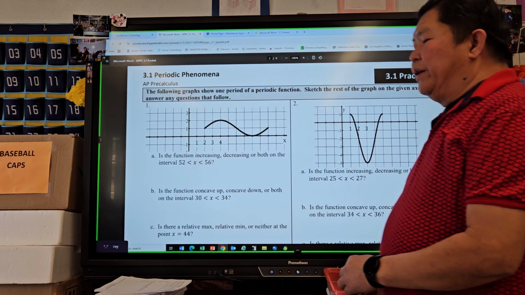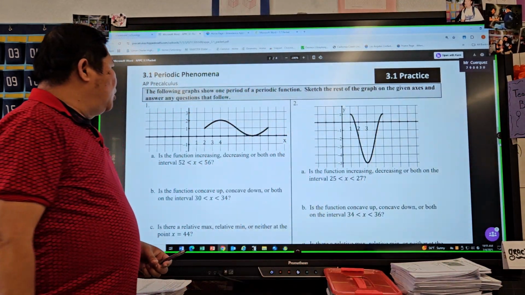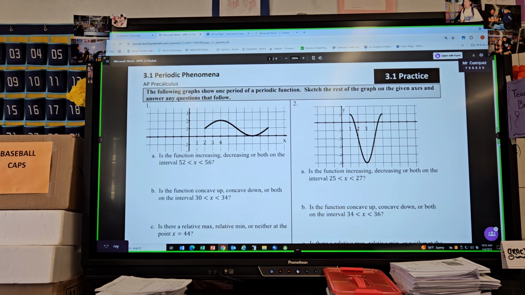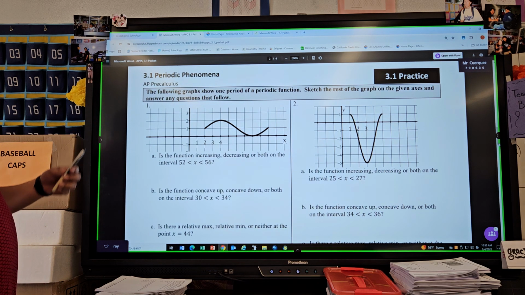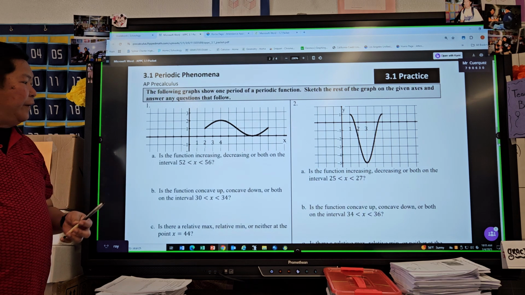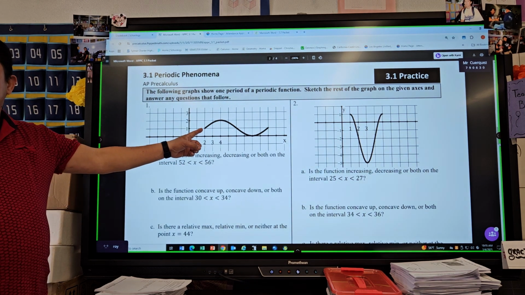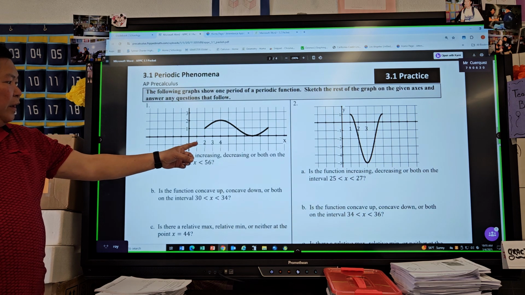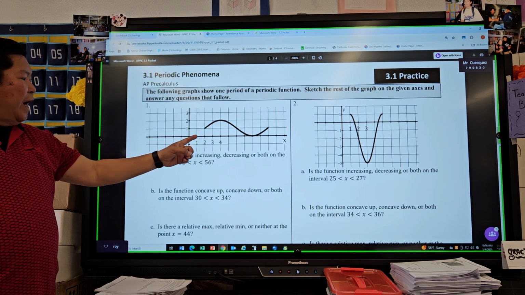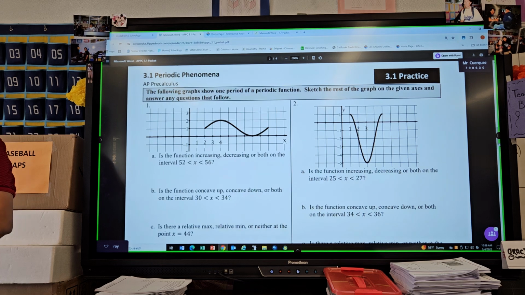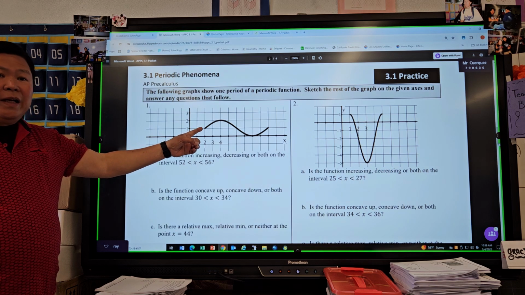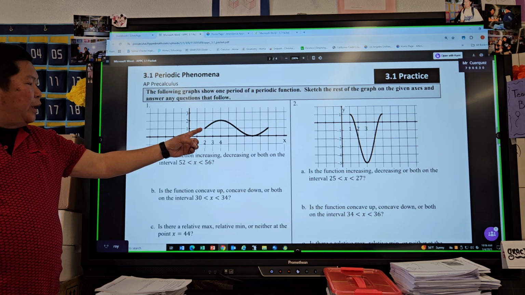Okay, so the following graphs show one period of a periodic function. Sketch the rest of the graph on the given axis and answer any questions that follow. What do you think is the period of this? What's the period, guys? The period starts at 2 until where? The period starts 2 up to where?